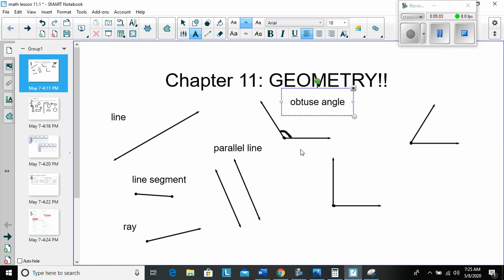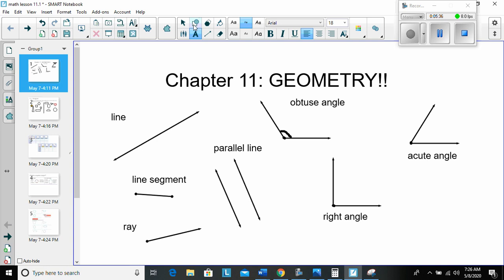Okay, obtuse angle is something you should have learned last year. This one over here, when we measure the area in the middle of this angle, it's going to be a smaller number. It's going to be less than 90 degrees, and we call it an acute angle. And then the other angle I have for you over here is kind of like perpendicular lines, and it's perpendicular because it creates a right angle right there in the middle.